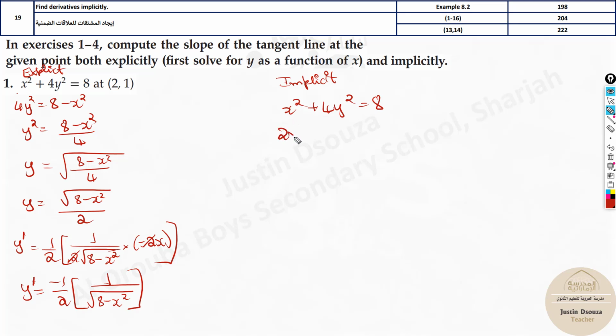Let's do it. It's 2x plus 4 into 2y into y dash equals 0, because the derivative of 8 will be 0. Just derive both the sides. Now what happens? Rearrange. Take the 2x to the other side. 4 into 2 is 8. I will write over here 8y into y dash equals minus 2x. y dash is equal to, take 8y to the other side, minus 2x by 8y.